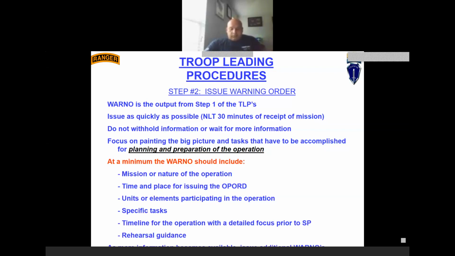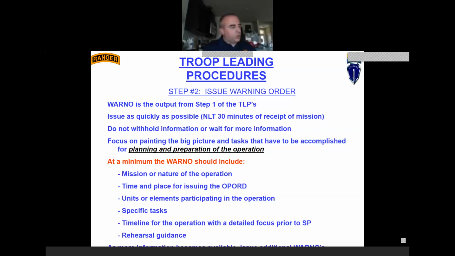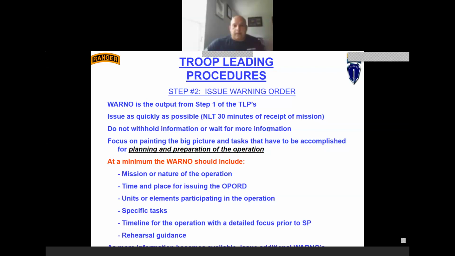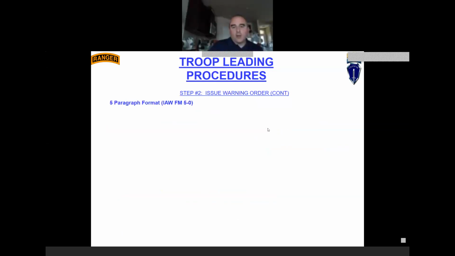Now we'll discuss what you will brief in the warning order utilizing a 5-paragraph format. There's no real separate warning order format, just the 5 paragraphs. That's just what we use in the Rangers. For the officer side of the house, is there a different one? I don't understand your question. We use a 5-paragraph format to give out the warning order. It's the same basic format, so you can use it.